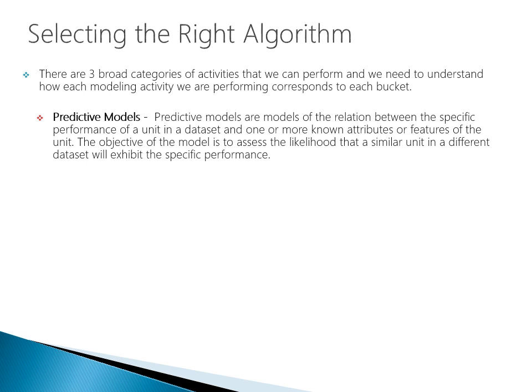We have predictive models, and predictive models are models of the relation between the specific performance of a unit in a data set and one or more known attributes or features of the unit. The objective of the model is to assess the likelihood that a similar unit in a different dataset will exhibit the specific performance. This is a very technical description, but we essentially have a data point in our data set as a dependent variable. We want to look at independent variables and make predictions that we think the dependent variable will showcase. And those types of approaches are predictive models.